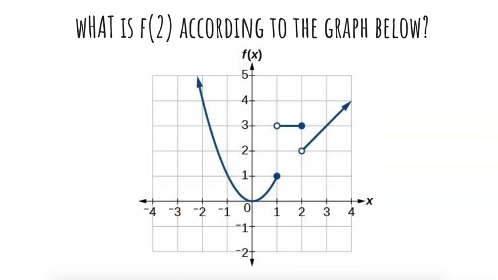Let's try another. What is f of 2 according to the graph below? Let's find x equals 2 on the graph. This section of the function is defined at x equals 2 because it contains the closed circle at 2. The y value there is 3, so f of 2 equals 3.